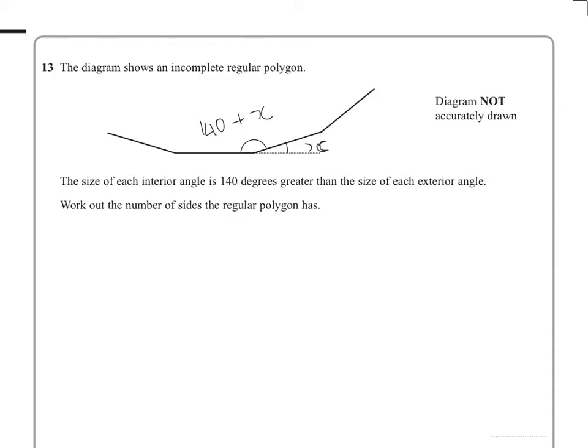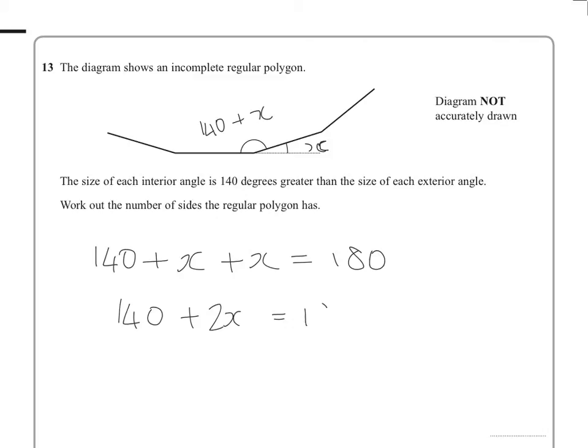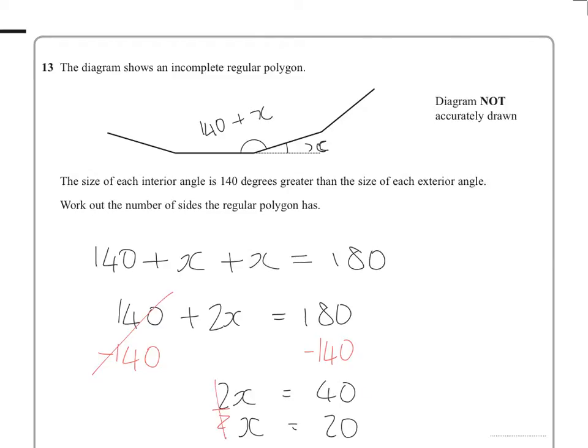Here we've got a straight line, 180 degrees on a straight line. So 140 plus x plus x equals 180. 140 plus 2x equals 180. Take away 140 from both sides, which leaves me with 2x equals 40, and so x must equal 20. So there I have divided by 2.